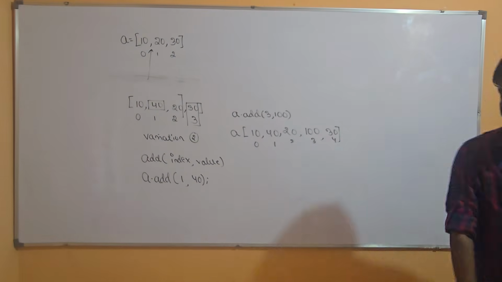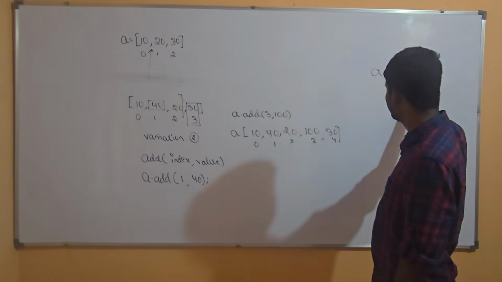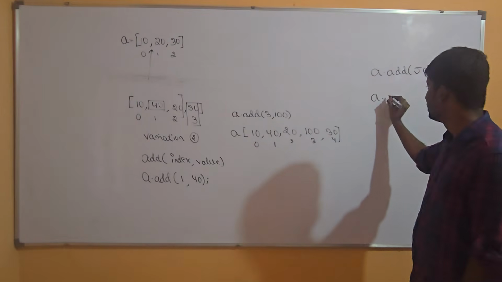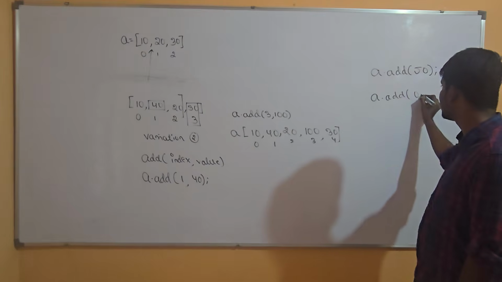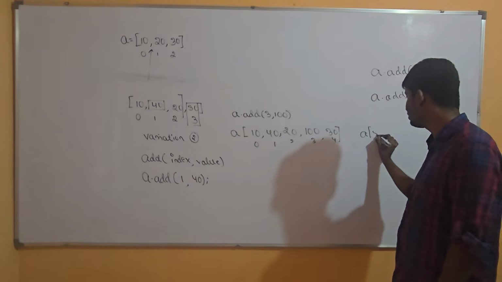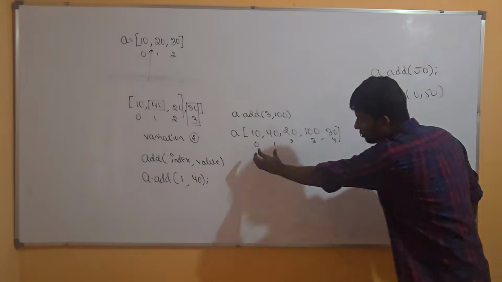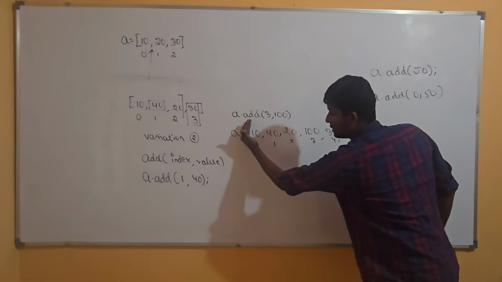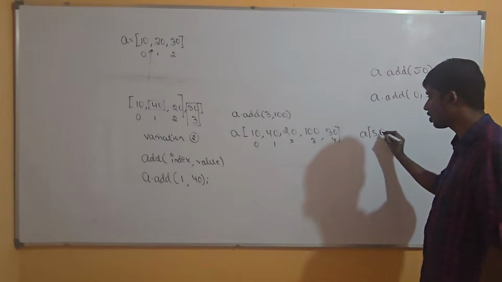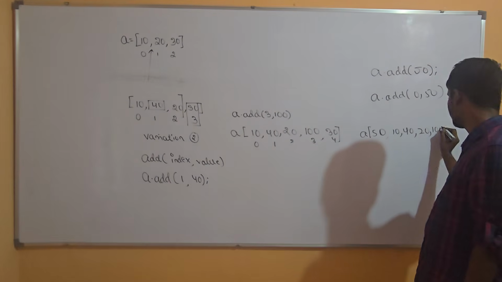This is one more way of using the add method. If you directly write a dot add of 50, 50 will come to the end. But if you write a dot add of, let's say, 0 comma 50, now what happens? 50 will take the first position. And all the previous elements from index number 0 will be pushed forward because 50 is given 0 now. So all the elements will be shifted one step forward from the given index. That will be 50, 10, 40, 20, 100, 30.